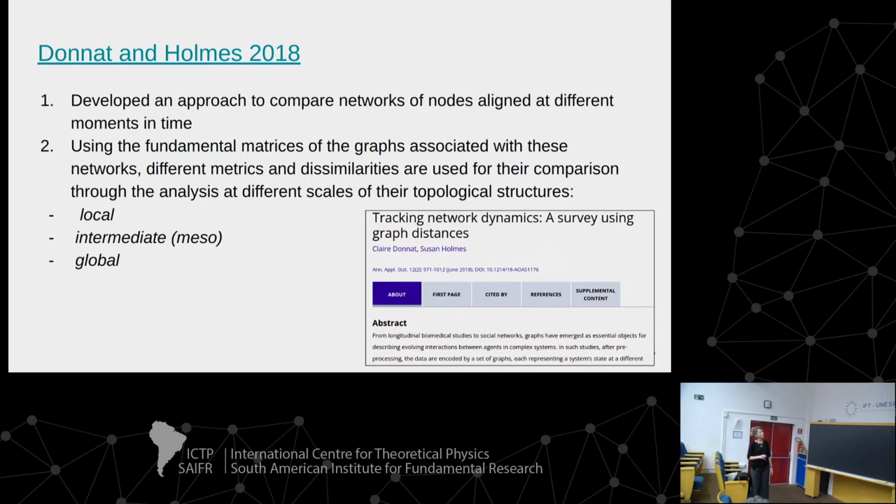And they developed this approach to compare networks at three different levels: at the local level, intermediate, which is to discover the differences at the mesoscale structure, and at the global structure. So I recommend here, if you click here, you will go directly to the PDF article, okay?